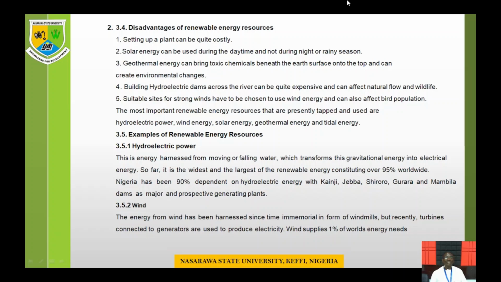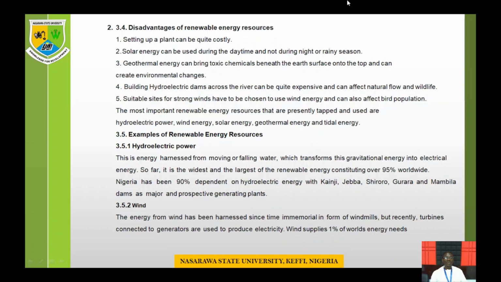And then number 3, geothermal energy can bring toxic chemicals beneath the earth's surface onto the top and create environmental changes. If we were to use geothermal energy, which is a good source in other parts of the world, it has its disadvantage, it can come up with a lot of environmental hazards. Number 4, building hydroelectric dams across the river can be quite expensive and can affect natural flow and wildlife. Once a river is dammed, the natural habitat is distorted.